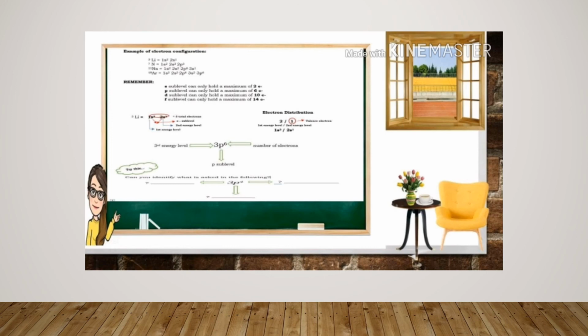The first one is lithium, whose electron configuration is 1s2, 2s1. So the distribution of electrons will be 2 and 1. The total number of electrons for lithium is 3, and the main energy level occupied by lithium is 2, because lithium reached the second energy level, and the valence electron is 1. Remember that the valence electron is the electron found in the outermost energy level.